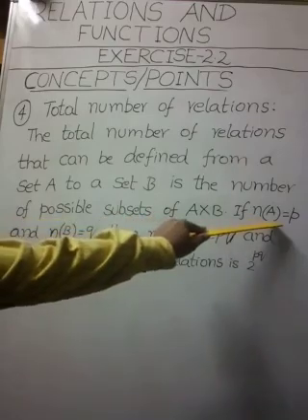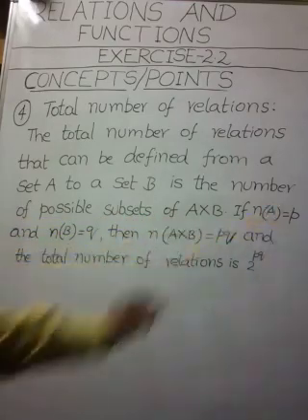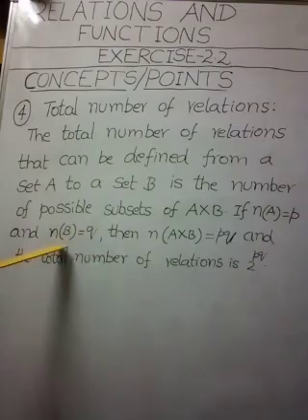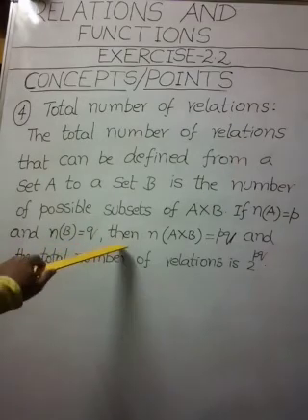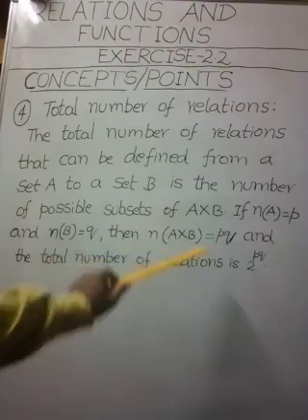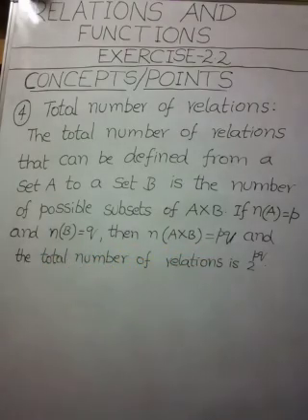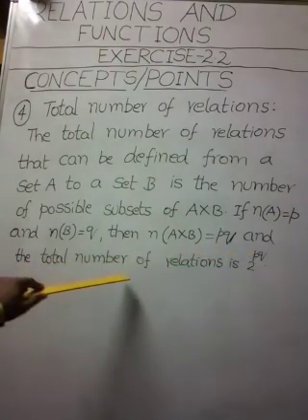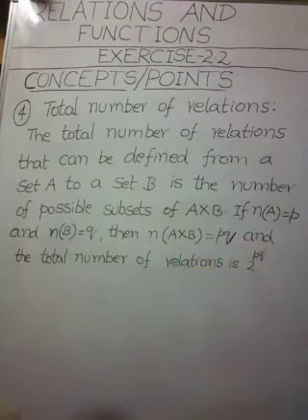If n of A is equal to P, this notation denotes number of elements in the set A. Let us consider P. And n of B is equal to Q. Number of elements in the set B is Q. Then you know that n of A cross B is equal to PQ. In the previous exercise, in exercise 2.1, you have learnt the number of ordered pairs in A cross B. n of A cross B is equal to PQ. And the total number of relations is 2 power PQ.